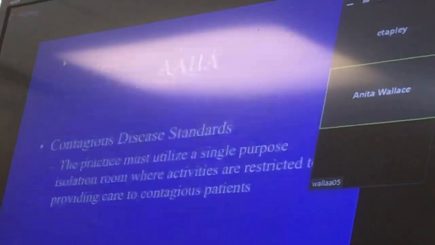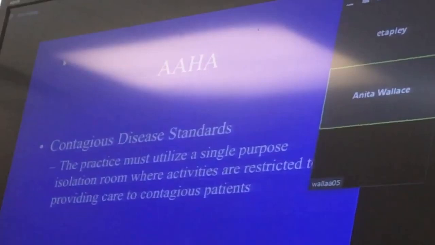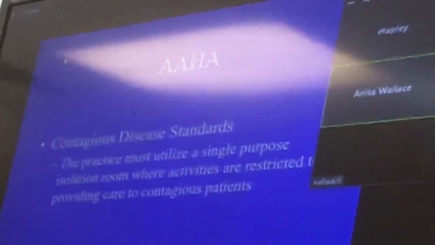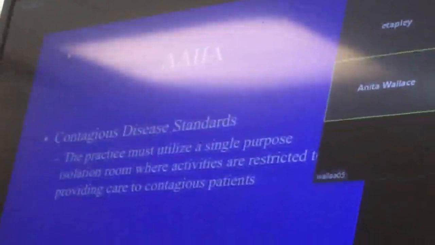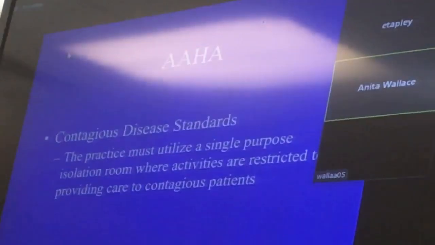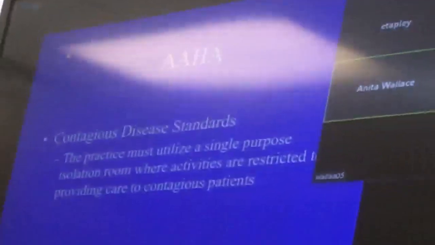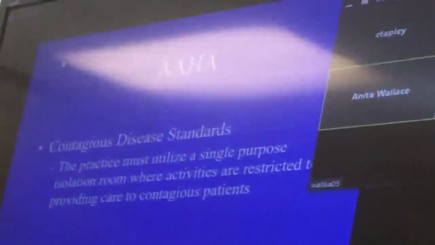Let's look specifically at contagious disease standards. It's stated the practice must utilize a single-purpose isolation room where activities are restricted to providing care for contagious patients. So when you're designing your hospital, you need to think about a space within that practice where you can isolate animals that appear to be affected with contagious disease.